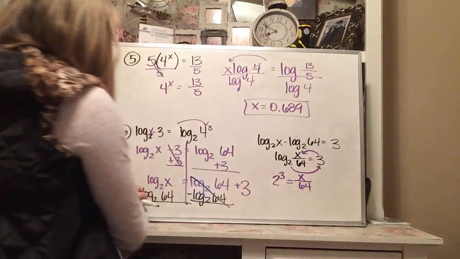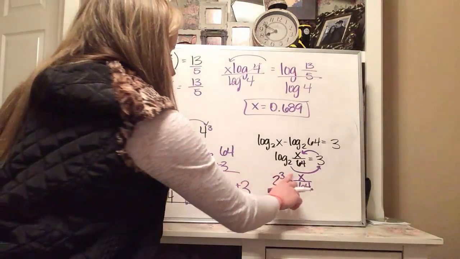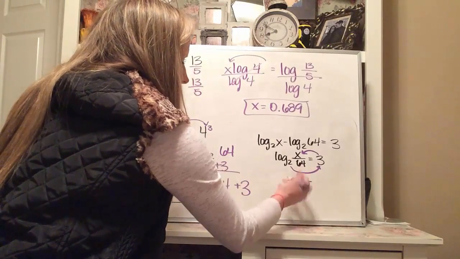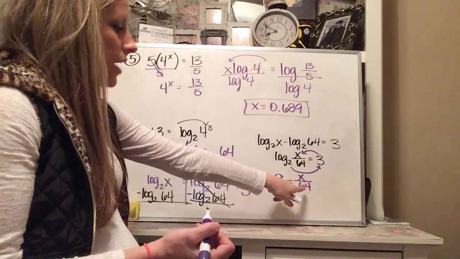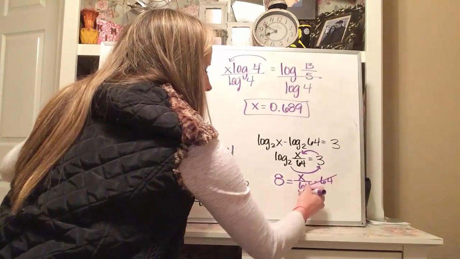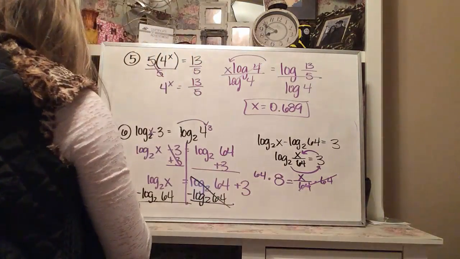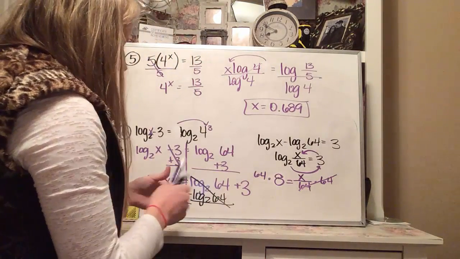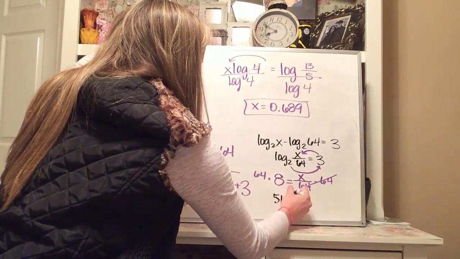Okay, now I'm going to solve for x. So 2 cubed is 8. I'm going to go ahead and change that. The opposite of dividing by 64 is multiplying by 64 to both sides. And 8 times 64 gives me 512.